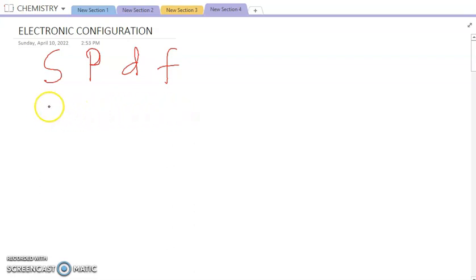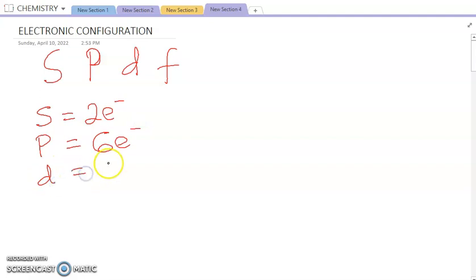Now, the first thing you need to know is this. S orbital can accommodate a total of 2 electrons. P orbital can accommodate a total of 6 electrons. D orbital can accommodate a total of 10 electrons, and F orbital can accommodate a total of 14 electrons.